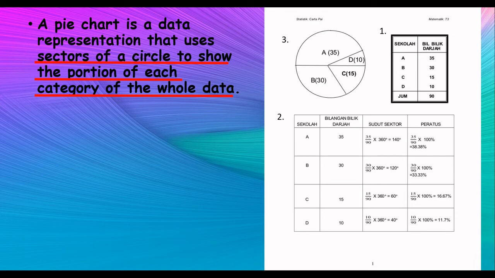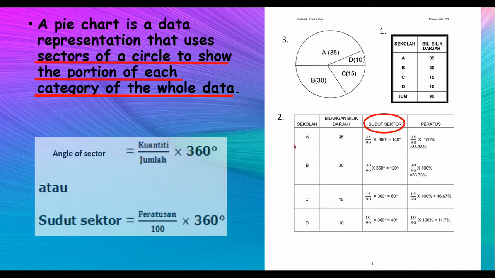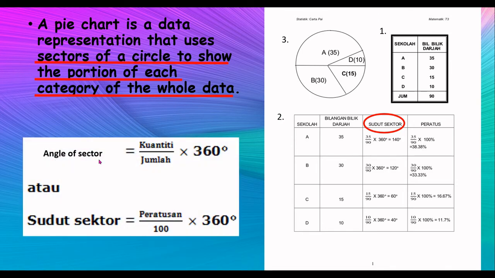But for the pie chart, they give you the amount, but you are going to show it as sectors. Sector means you have to involve angles. So what you have to do is calculate the angle of each sector first before you put them into the pie chart. Okay, please follow. First, I take the example of school A. School A has 35 classrooms. So what is my angle of the sector?